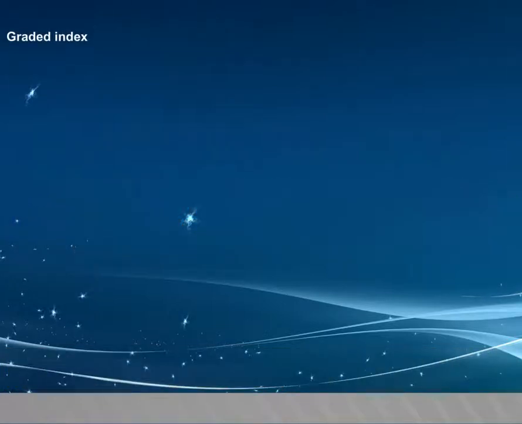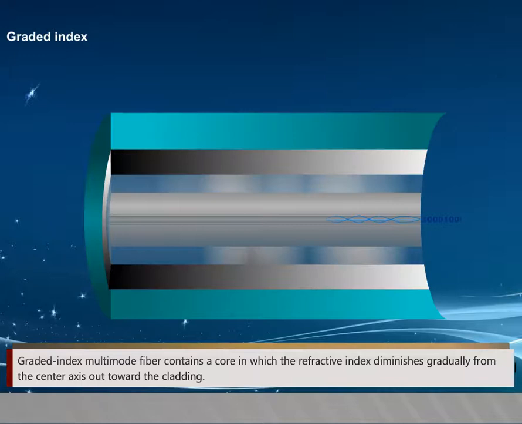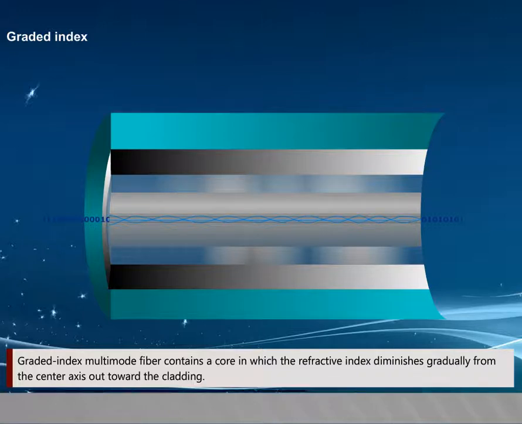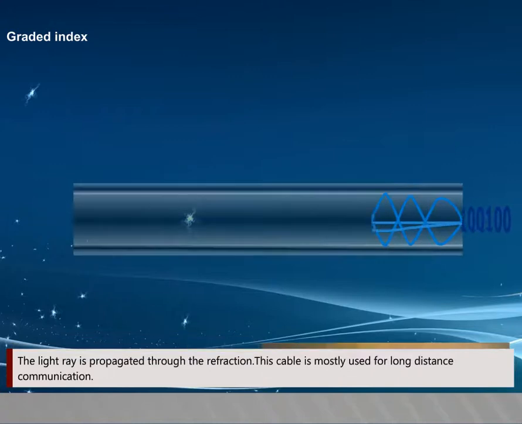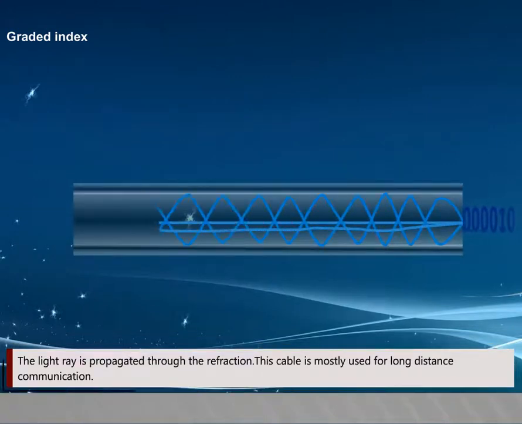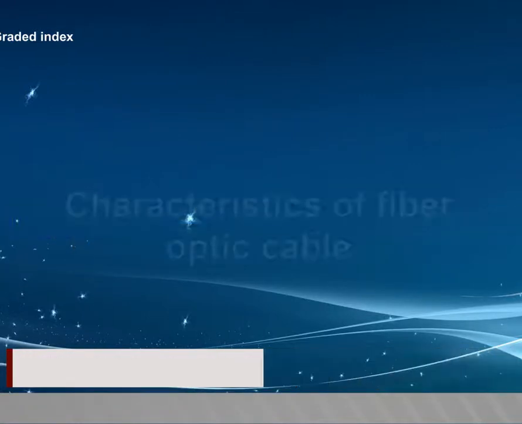Graded index. Graded index multimode fiber contains a core in which the refractive index diminishes gradually from the center axis out towards the cladding. The light ray is propagated through the refraction. This cable is mostly used for long-distance communication.